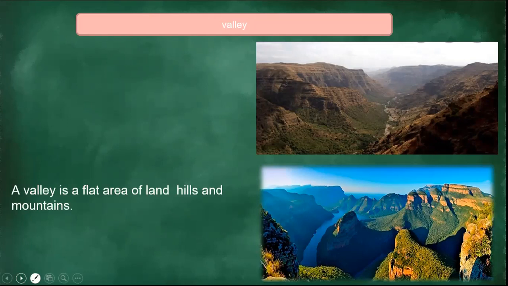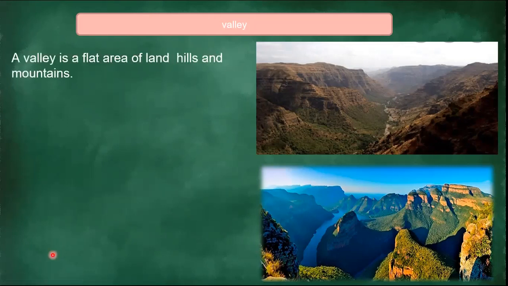A valley is a flat area of land between hills and mountains. It is very flat. As you can see on the pictures here, it is this part. It is flat. And then a valley is usually formed by rivers. As you can see, there is water between these mountains, which means it can be formed by rivers.